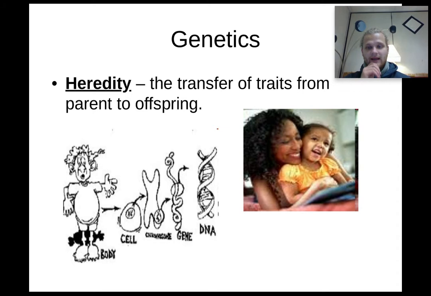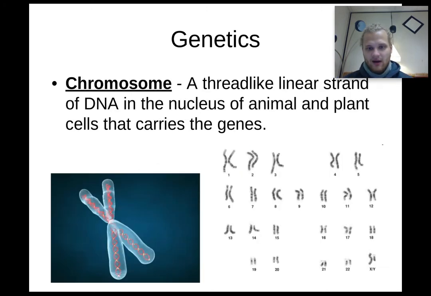All right, heredity. Heredity just means the transfer of traits from parent to offspring. And so you're going to get half your traits from mom, half your traits from dad. What's going to happen is you're going to be unique as an individual or as a child, because you have half your traits from each parent.